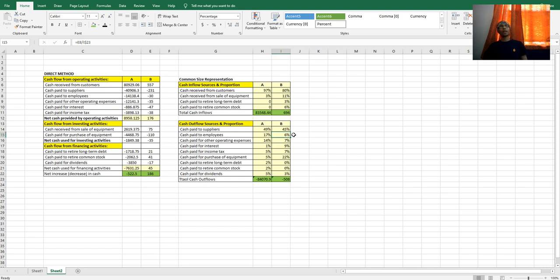So we can compare right now how the inflows and outflows balance each other. So this is how we do a common size analysis for two companies with different scale of operations.